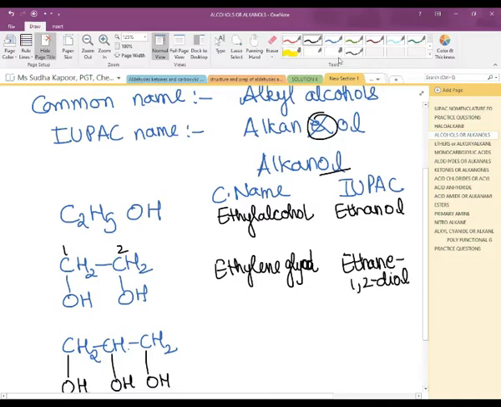1,2-diol. Now, we will be giving the rules also after some time, but the main thing to remember here is, in case of dihydric or polyhydric alcohol, the last E is not removed. The E that we used to remove in case of monohydric alcohol is not removed in case of dihydric or polyhydric alcohol. The name will be pronounced in a similar form, but the E is retained here: ethane-1,2-diol.